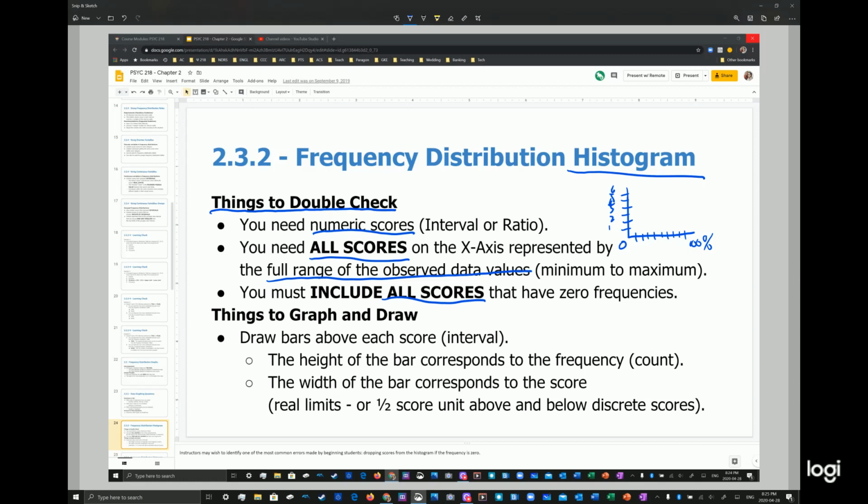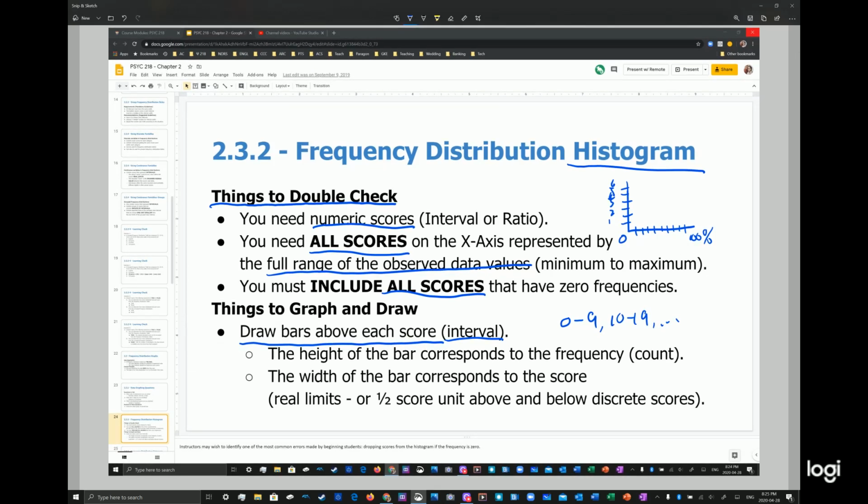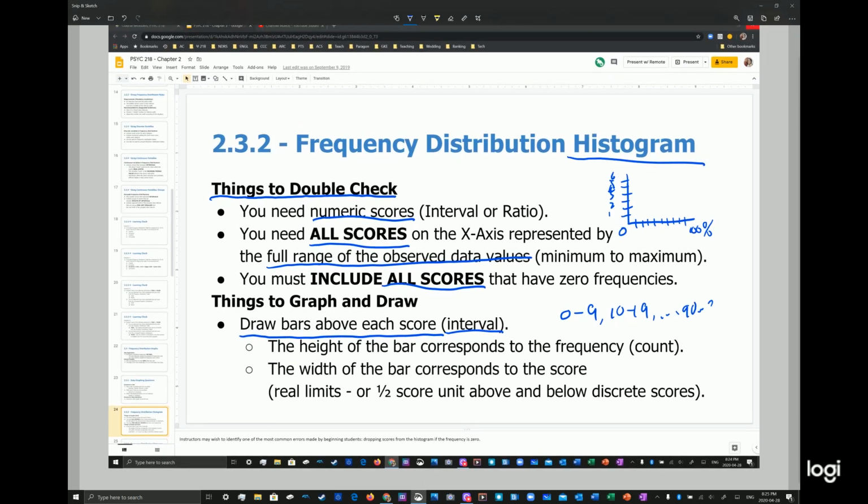So what would you graph and draw with this? You want to draw a bar for each score or interval. Again, the intervals could be individuals. In this case, if I were to do intervals of 1 for 0 to 100, that would not be realistic. But it could be, again, 0 to 9, 10 to 19, and so on, all the way up to 90 to 99, for example.